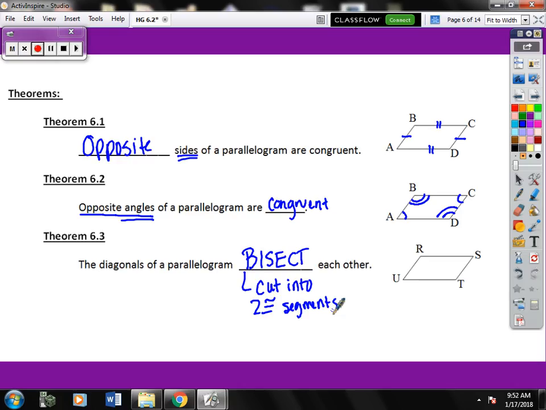So we want to draw in the diagonals because right now they're not there. So just do your best to sketch in two diagonals connecting the opposite vertices. Now, when they bisect each other, it means they cut each other in half. So one of them, like US, would be cutting RT in half. So we put a mark on, let's call this middle point, I don't know, M. So RM would be congruent to MT, and UM would be congruent to MS, which you want to put two markings.